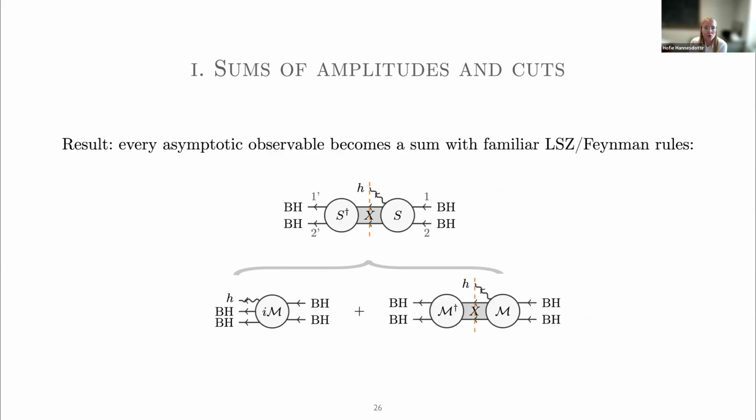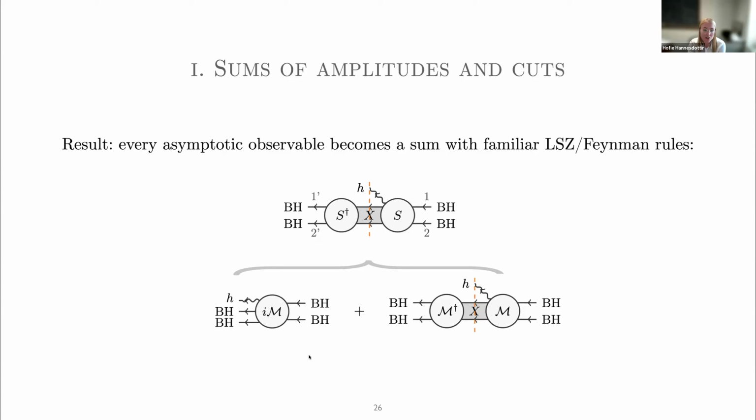So now we can basically break down the S matrix into the disconnected parts plus the connected parts. So every asymptotic observable becomes a sum of just S matrices and conjugated S matrices with familiar LSZ and Feynman rules. So here I've written this out again for this gravitational wave expectation value.